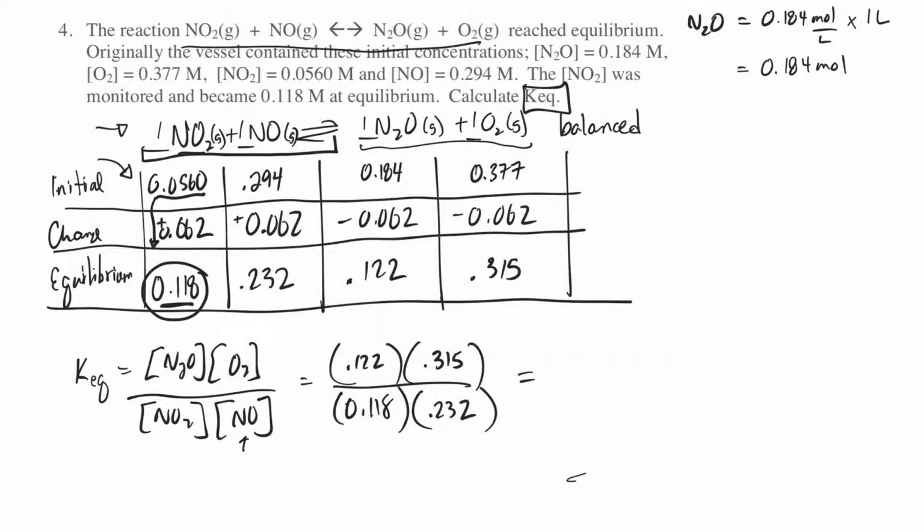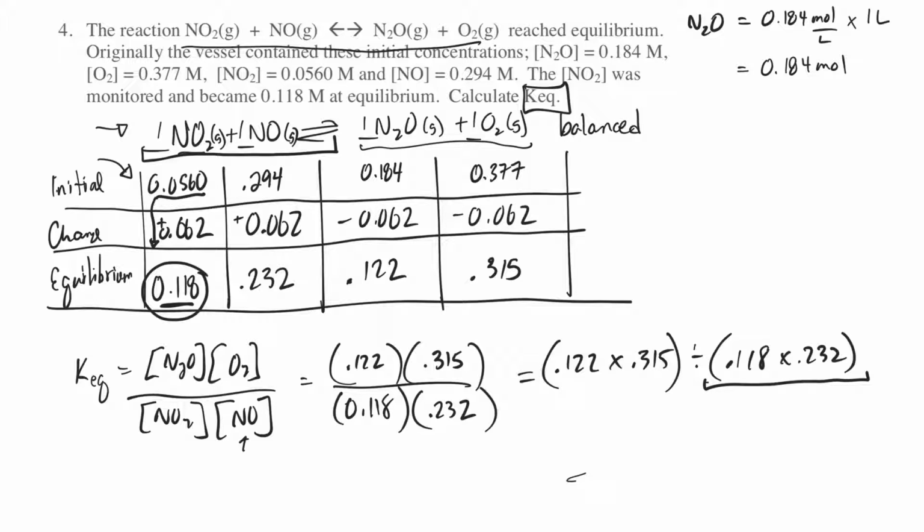So now I take those on my calculator. Again, on your calculator, go 0.122 times 0.315, divide, and then in brackets go 0.118 times 0.232. You can put brackets around the first two as well, but it doesn't make any difference. But if you don't put brackets around the second ones, it will make a difference. So 0.122 times 0.315 divide bracket 0.118 times 0.232 bracket go.